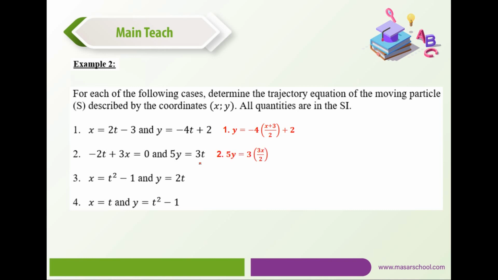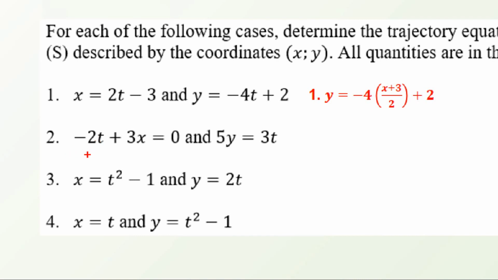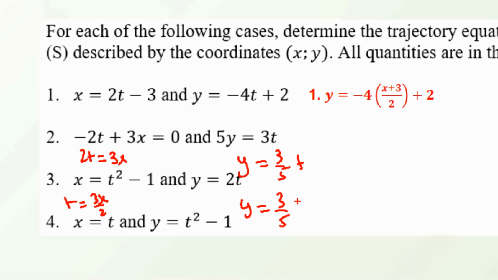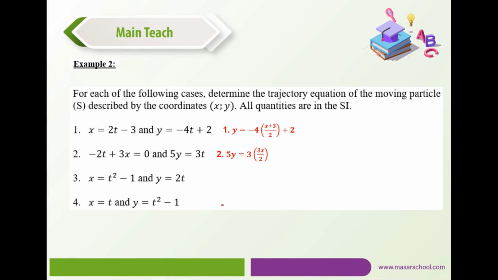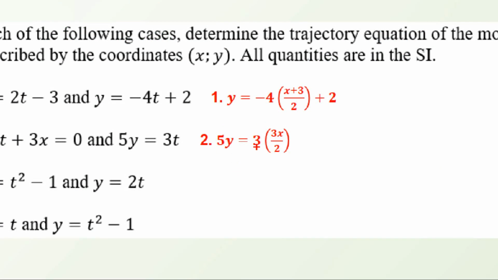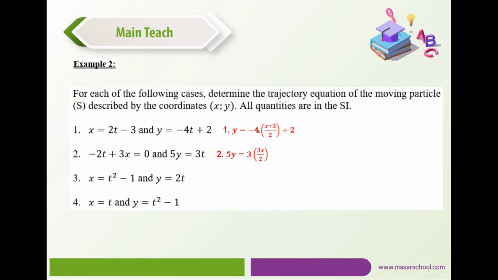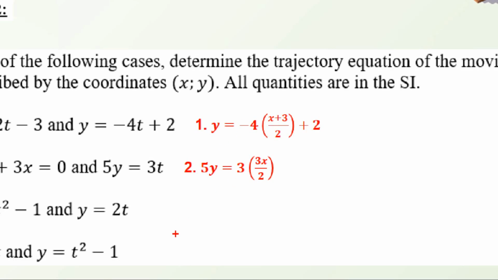Now for example 2, basically I have referred to this equation in order to isolate time. Then 2t would be given by 3x, and t would be given by 3x divided by 2. Now if you replace time here, that would be y is equal to 3 over 5t. Then y is given by 3 over 5 multiplied by 3x over 2. And that would be the answer. No need to simplify, even no need to divide 5 on the other side. We can keep it like this. And as you can notice, the trajectory equation only depends on y and x explicitly.